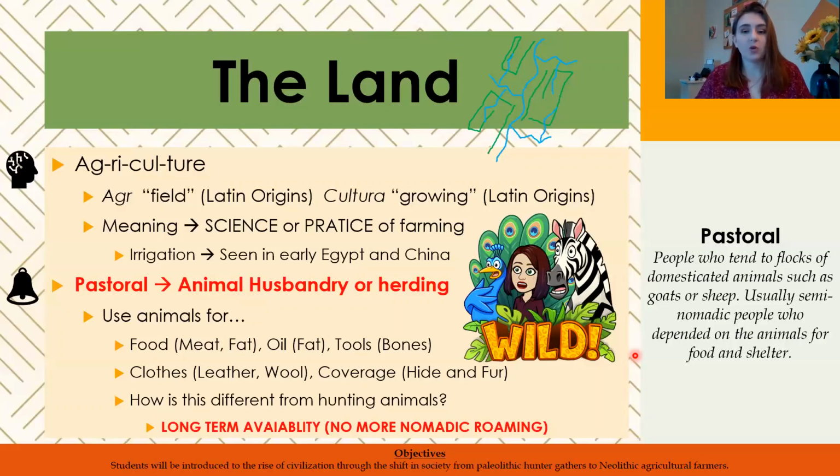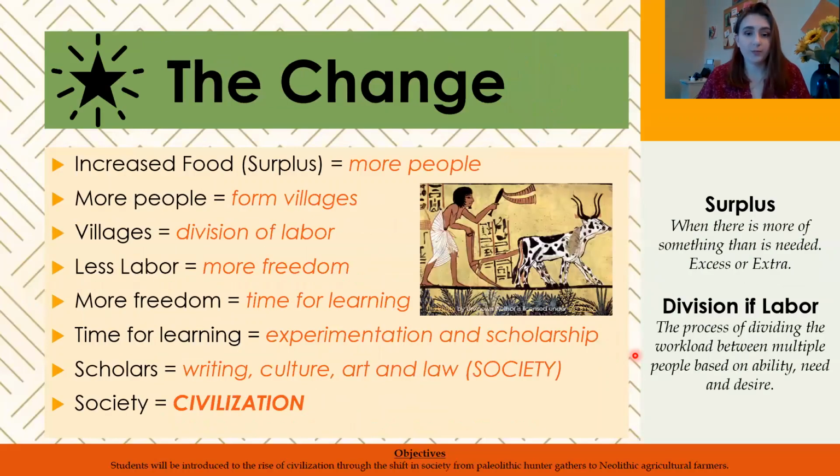This process would allow for people to begin to settle in small groups and allow for a surplus of food. So what would happen is, with this agricultural farming, people would have a surplus, which means an excess or extra amount of something, which would allow for more people, because when you have more food, you have a spike in population growth. More people, more food, more people. So with more people, you would form villages.